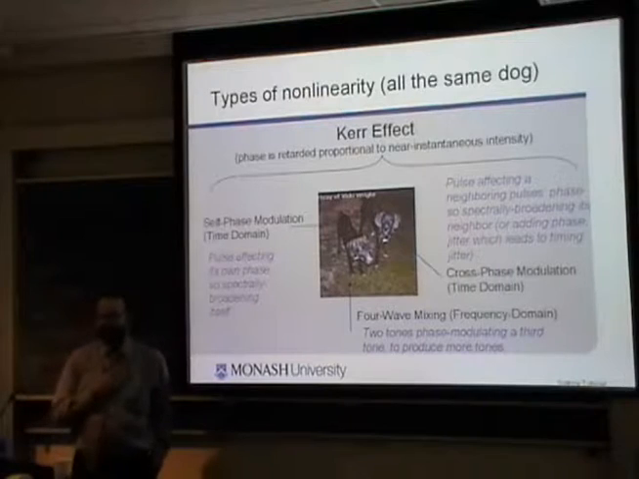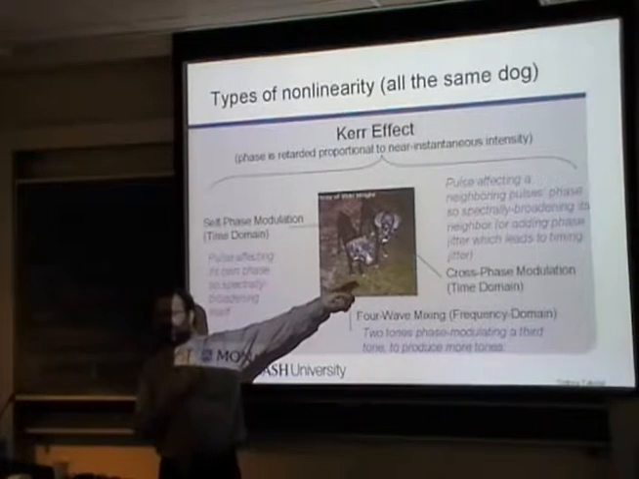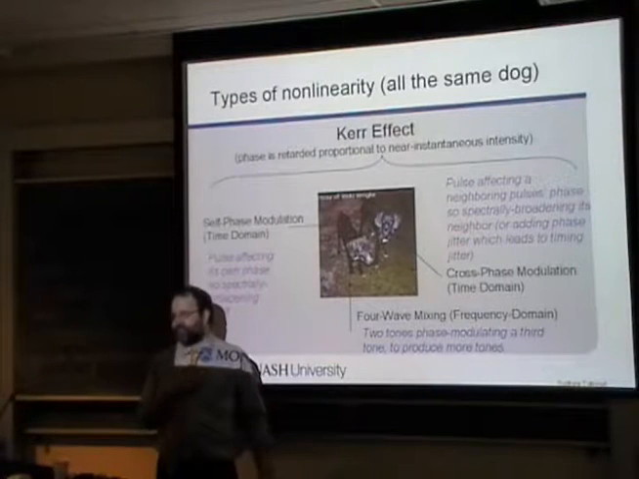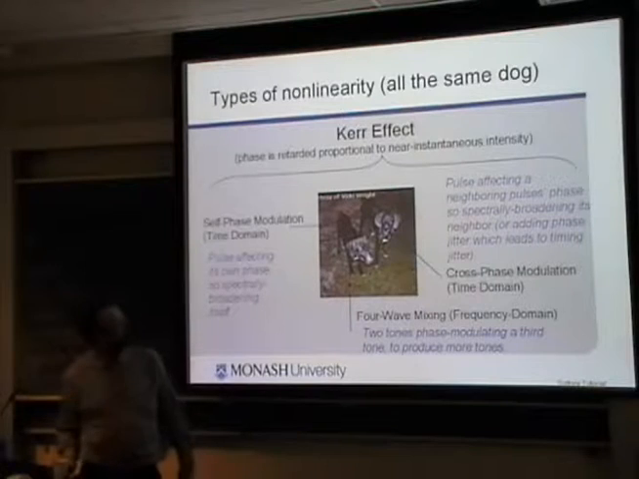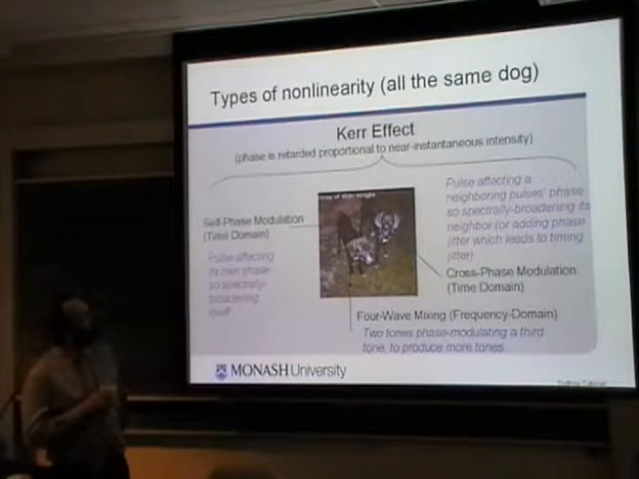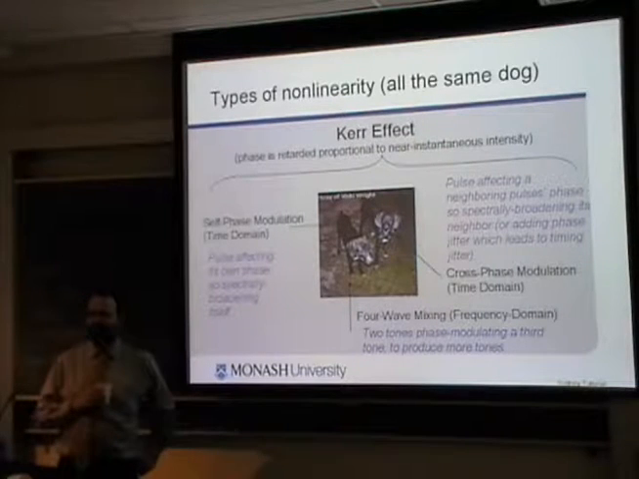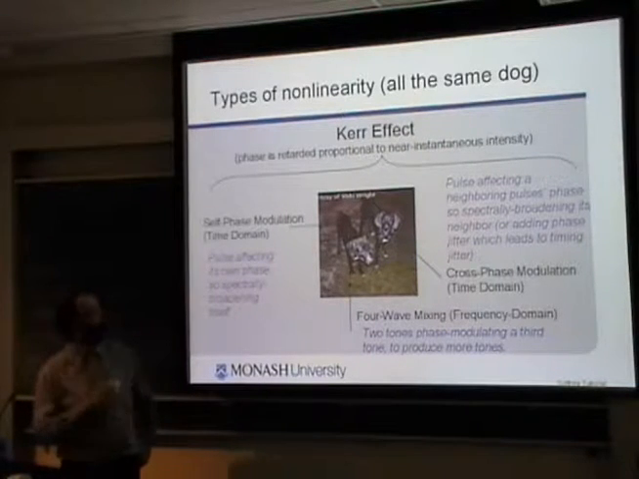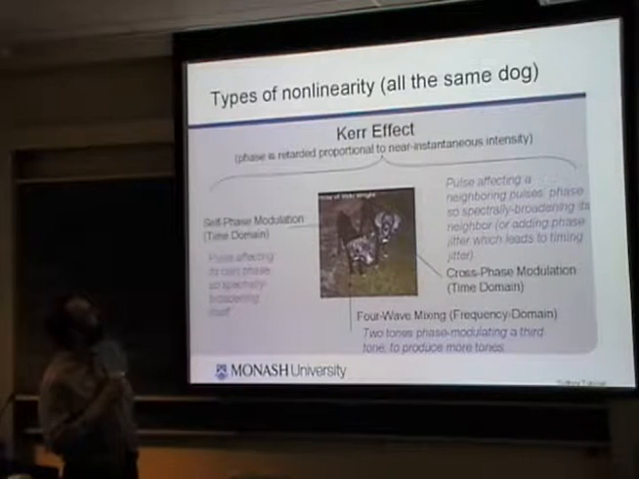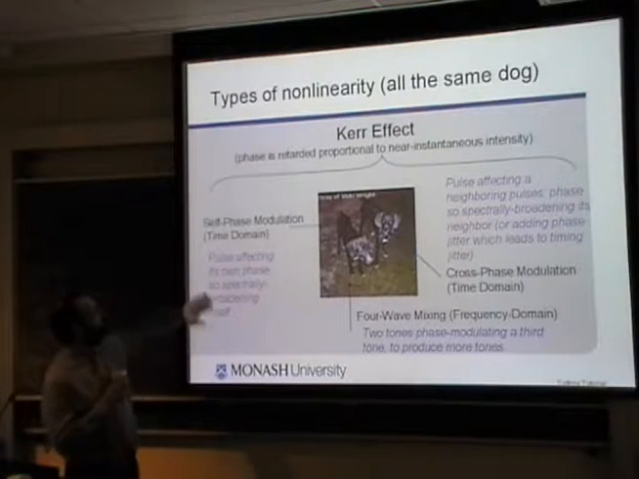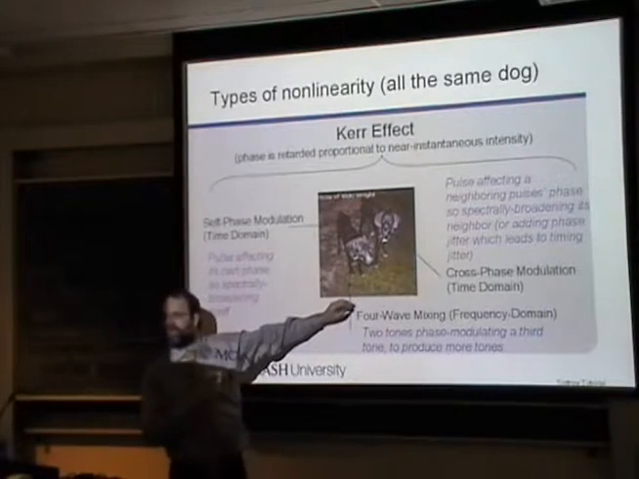So, yeah, this type of dog is called a cur. It's a mountain cur. And the Scottish tend to call dogs curs as well, or other people curs. And what I'm trying to say with this is people get all sort of confused. Maybe not you people, because it's your life. Non-linearity is your life. But the self-phase modulation, cross-phase modulation, and four-wave mixing.